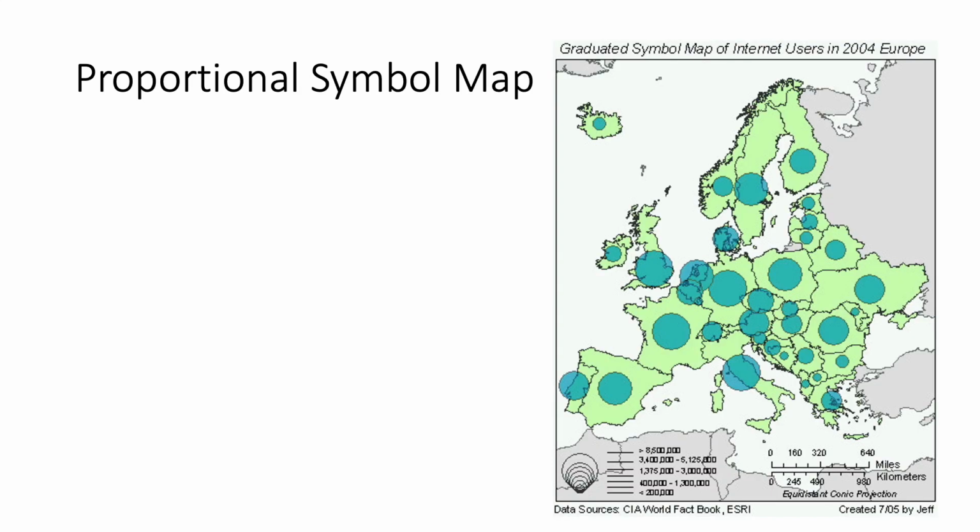Another type of map is proportional symbol maps. This map shows internet users in Europe. The larger the circle, the higher the number of internet users. On this map the symbol is a circle, but it can be done with any symbol.